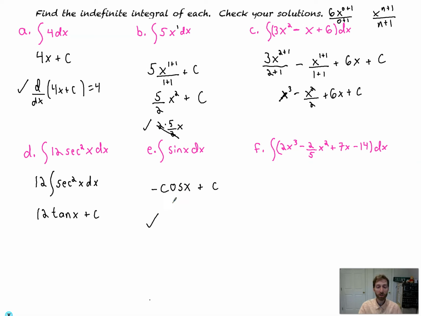And that's because, and we'll do a check, if I take a derivative of this, you got the minus 1 hanging out, and then you've got the derivative of cosine, which is minus sine x. The minus is canceled to give us the positive sine x back.